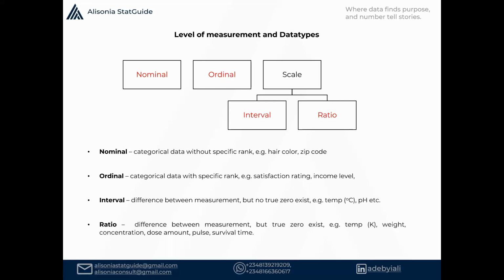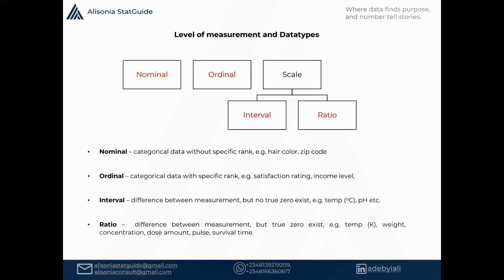And even in the ordinal, take income level. Let's say the categories are 0 to $500, then $501 to $1,000. You can't say you want to know the difference between 0 to $500 and $501 to $1,000. It's not possible as well. You can only assign numbers to code them. We are not doing analysis here, but let me just make mention of that.